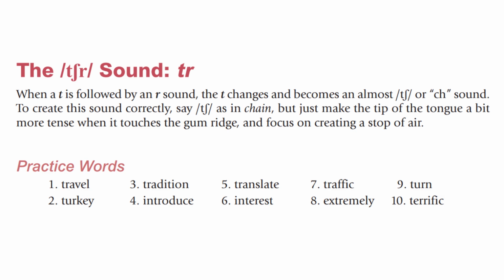T plus R sounds like an almost ch sound. When the T is followed by an R sound, the T changes and becomes an almost ch sound. Instead of saying trouble, we say trouble. Instead of saying true, we say true. To create this sound correctly, say ch as in chain, but just make the tip of the tongue a bit more tense when it touches the gum ridge and focus on creating a stop of air. T, t, t.